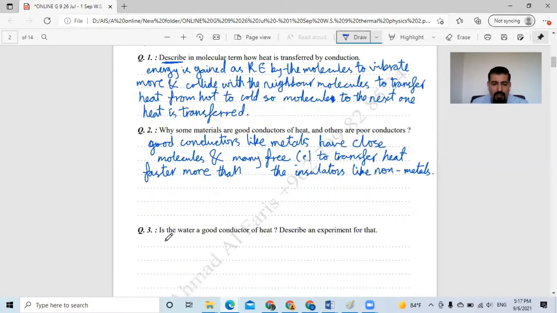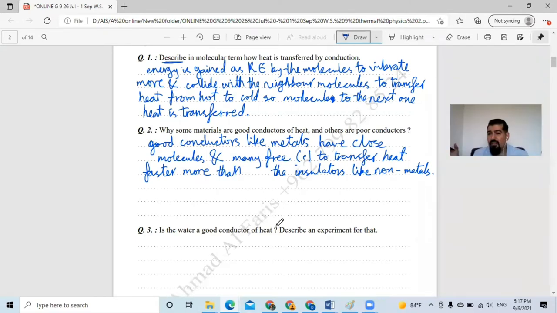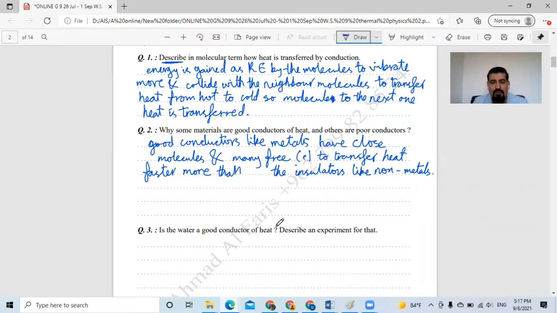Okay. Now, is water a good conductor for heat? Yes. Who can tell me, is water a good conductor for heat? If you say that water is a good conductor for heat, raise your hand. None of you raised their hand. Okay, Freddy raised his hand. Who else? Okay, Tama. Now, actually, Freddy, water is not a good conductor for heat.